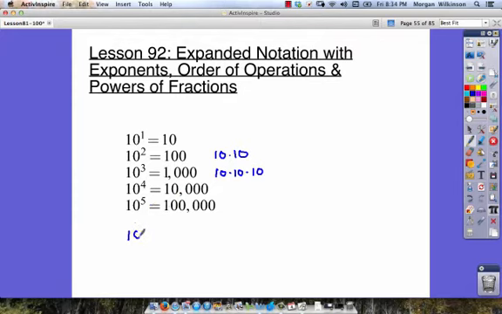And let's say we had 10 to the ninth power. That must be a 1 with 9 zeros after it. So we'd have a number of 1 billion when we have 10 to the ninth power. These patterns are nice to know, and they help us when we're writing out expanded notation with exponents. Let's look at an example.